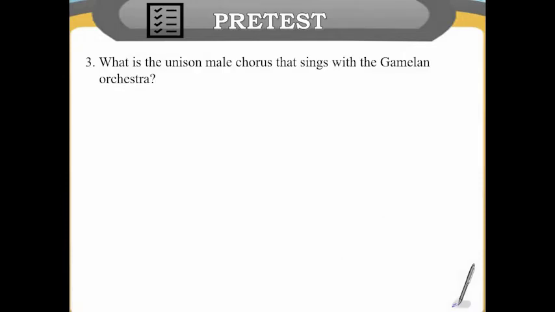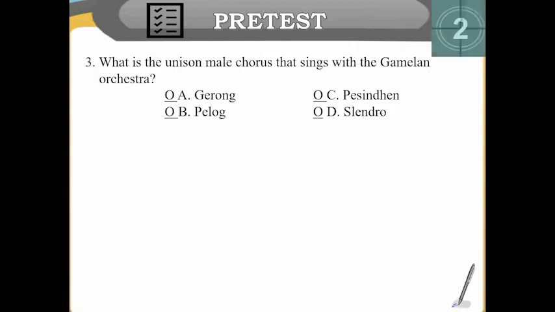Number 3. What is the unison male chorus that sings with the gamelan orchestra? Letter A, gerong. Letter B, pelog. Letter C, pesinden. Or letter D, slendro. The correct answer is letter A, gerong.